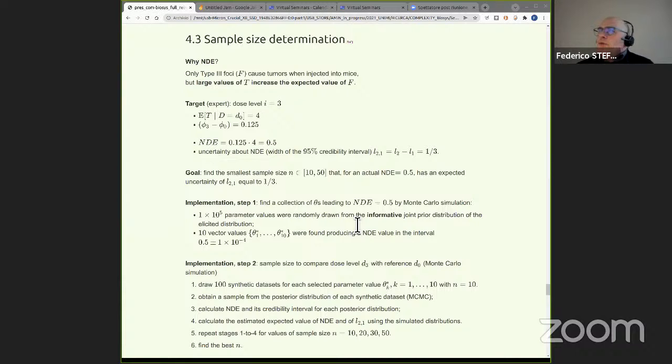So how can we use the model we just defined for solving the problem of optimal sample size? First of all, why did we decide to use the NDE? Well, only type 3 foci cause tumors when injected into mice, but large values of T increase the expected value of F, and therefore the total effect is not, in our opinion, the best candidate. And so our expert decided the target for this sample size determination.